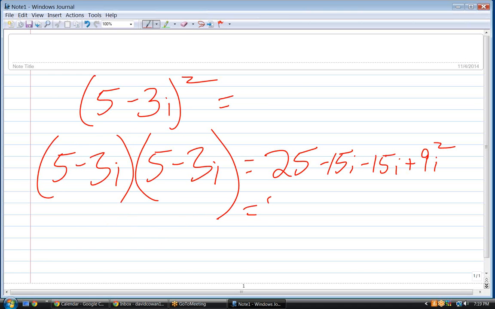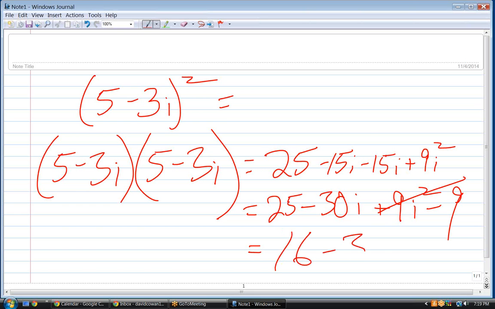25 minus 30i plus 9i squared. What's i squared equal to? Negative 1. Okay, so simplify further. Minus 9. Okay, so 16 minus 30i. There you go. That's your answer.